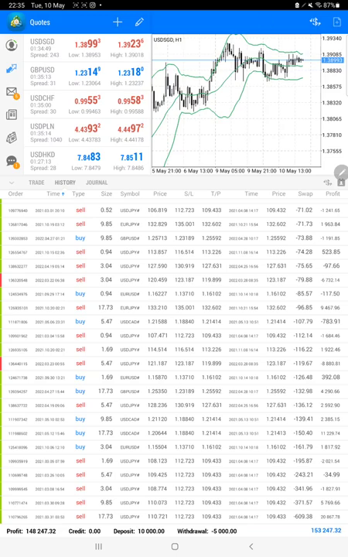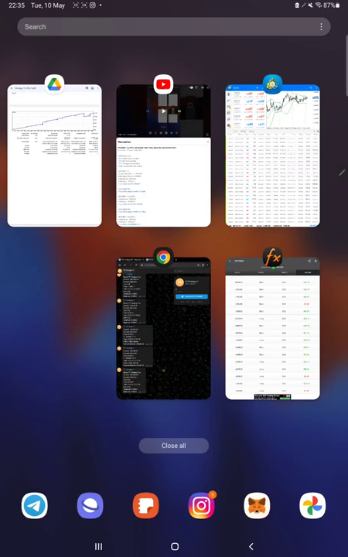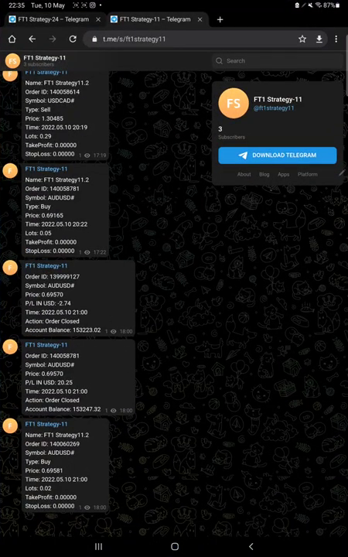So total profit is $148,000, and this is a current balance which is $153,000. The same thing it is available with the Telegram updates, as this strategy is connected with MT4 to Telegram option as well.